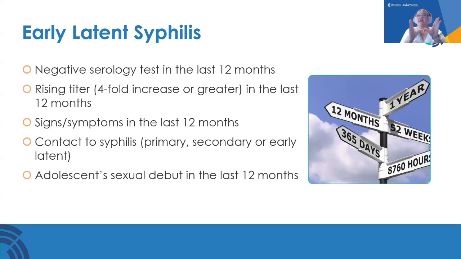We either have a negative serology test within the last year. That way we know something's happened between that last test that was within a year and now, because we have a positive test. We have a rising titer. You can see the old titer within that last year, and now it's risen fourfold. We know that they have been exposed to syphilis and got the infection within a year. If they were a contact to syphilis or they had an adolescent debut of sexual activity in the last 12 months.